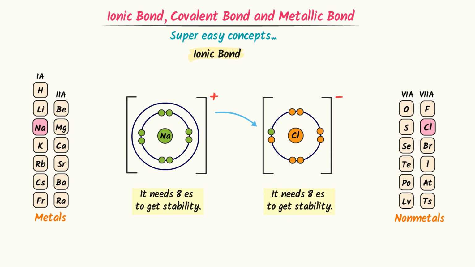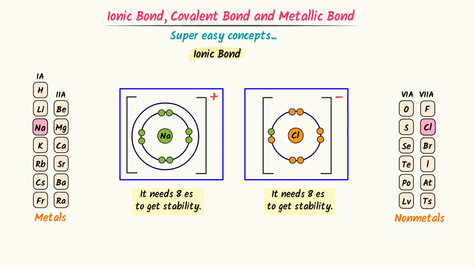Now we can see that there are 8 electrons present in the outermost shell of sodium, so it is stable. Similarly, there are also 8 electrons present in the outermost shell of chlorine, so it is also stable. But wait a minute, this is a positively charged atom and this is a negatively charged atom.